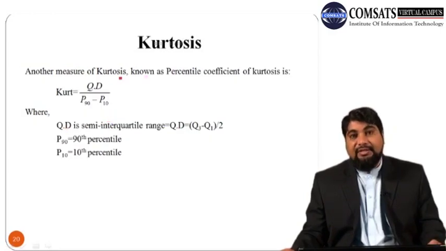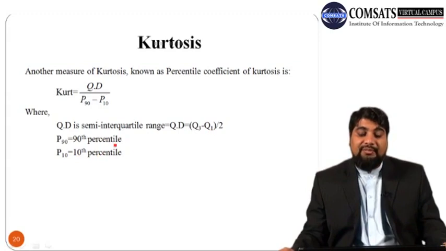Another measure of kurtosis is known as the percentile coefficient of kurtosis. It is defined as kurt equal to QD divided by P90 minus P10, where QD is the semi-interquartile range, also called quartile deviation, equal to Q3 minus Q1 whole divided by 2, P90 is the 90th percentile, and P10 is the 10th percentile. For any given data set, we can calculate Q3, Q1, P90, P10, and calculate this kurtosis. This is all about kurtosis.